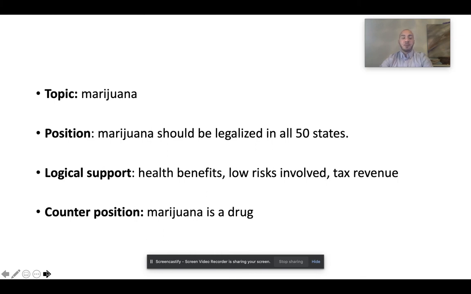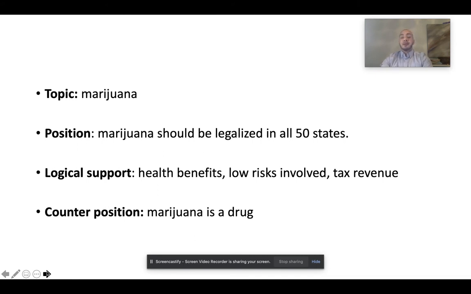In the next example, we're going to consider the topic of marijuana. Our position or opinion is that marijuana should be legalized in all 50 states. The logical support that we're going to use to develop that idea throughout our essay is we're going to talk about the health benefits, the fact that there is relatively low risks involved with marijuana usage, and the fact that if we legalize marijuana, we can expect tax revenue, money to fund things like school and healthcare, etc.